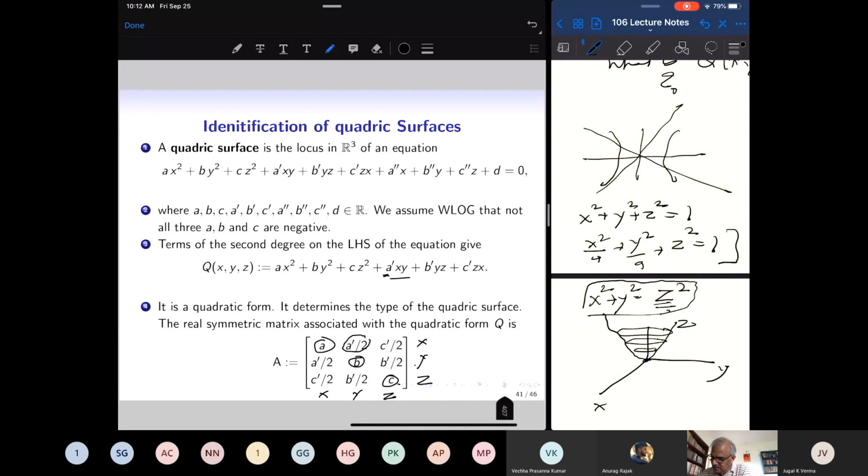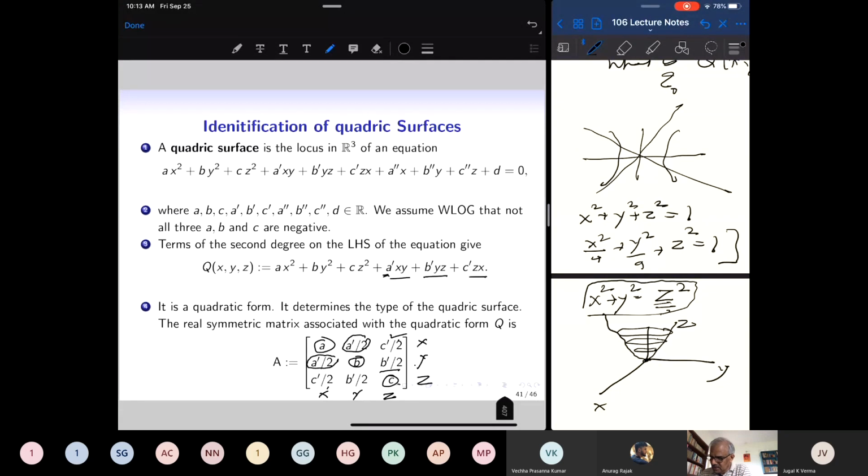So I divide by A prime, divide by 2, and the matrix is symmetric, so I put it here. This corresponds to xz. xz is C prime, so I have to put C prime over 2 here and C prime over 2 over here. This corresponds to yz. yz has a coefficient b prime, so I put b prime over 2, b prime over 2.